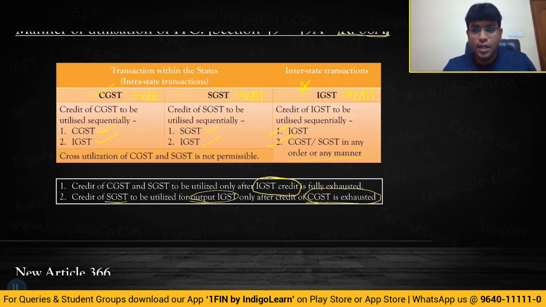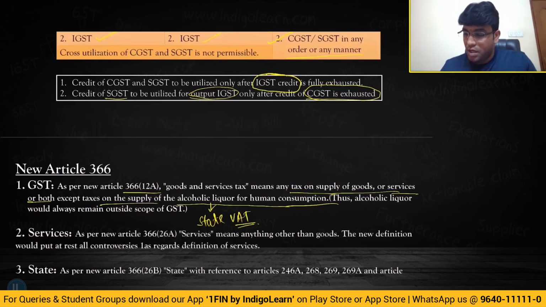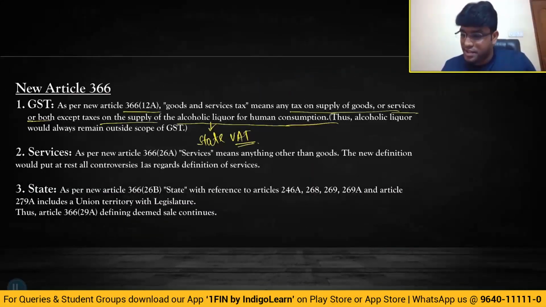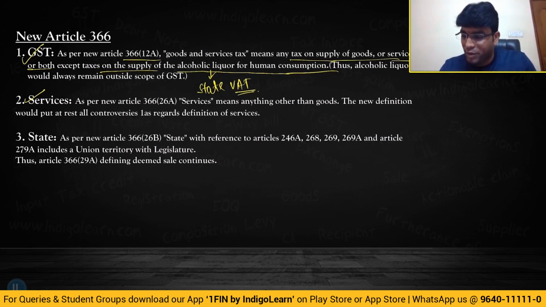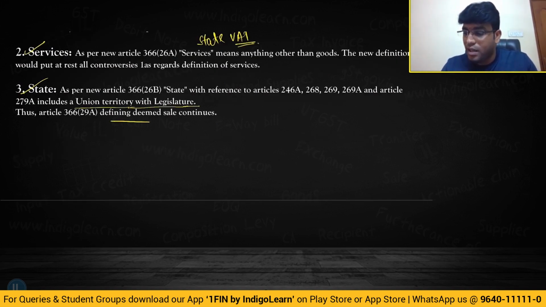Next, moving forward, new article 366. Already we discussed this. We covered what is GST already. Service, we'll talk in detail when I go to the concept of supply. Don't worry. State, I just defined what is state. State also includes a union territory with legislature. And what is this deemed sale? We'll talk when I go to the concept of supply.